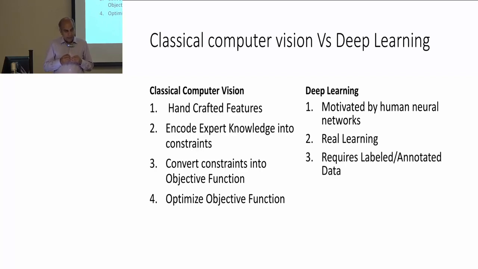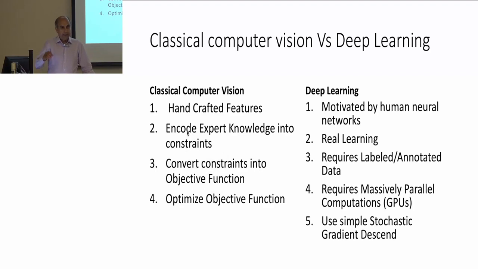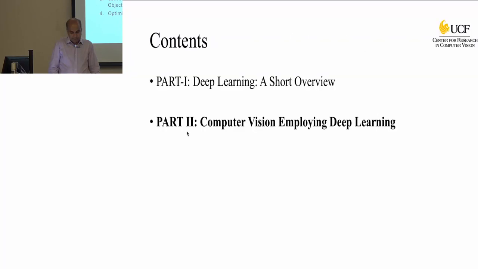The other thing about deep learning is that it requires a lot of labeled, annotated data. And it requires GPUs, massively parallel, because there is a lot of computation, as you saw, with millions of parameters. In order to find these parameters, you can use stochastic gradient descent, which is a very simple method, but somehow it works because we have lots of examples and we are doing many iterations. So that is one big difference.